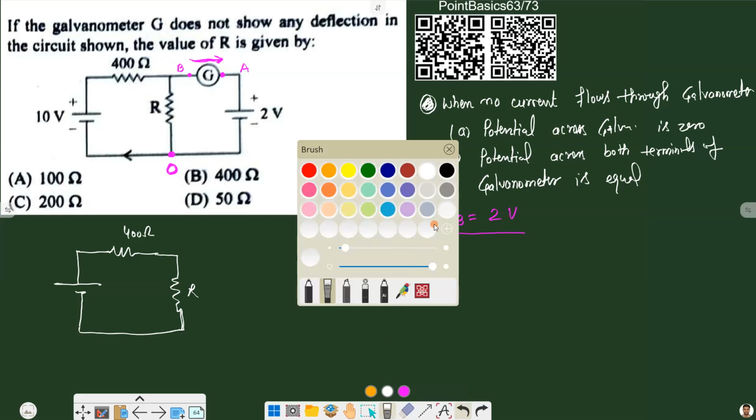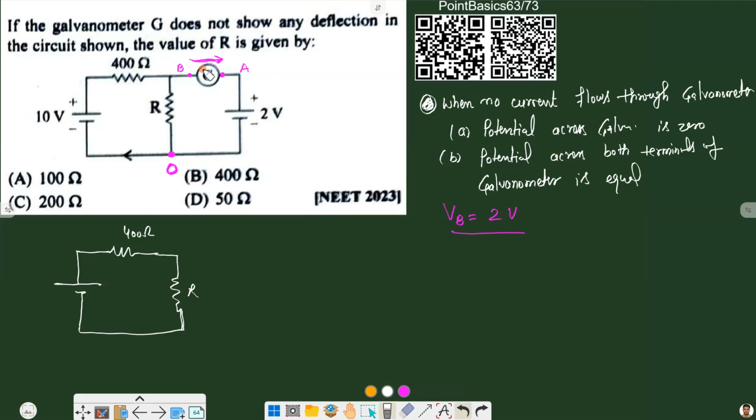So if the galvanometer is not working, this connection is broken, and if this connection is broken, the 2-volt battery is not connected in the circuit. So our circuit reduces to this, and we have 10 volts here.